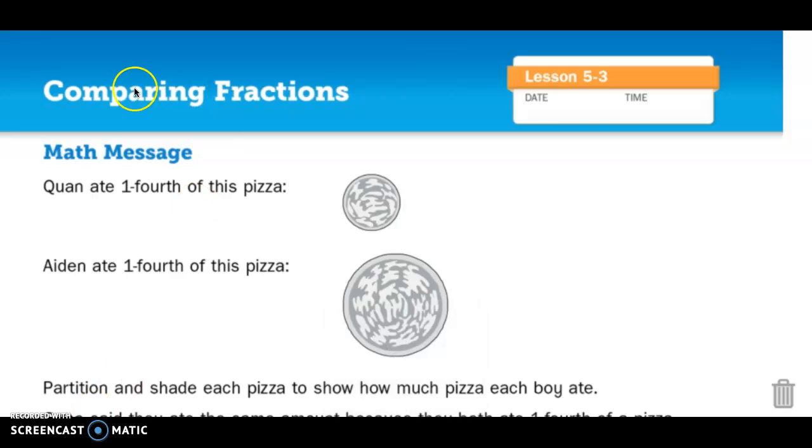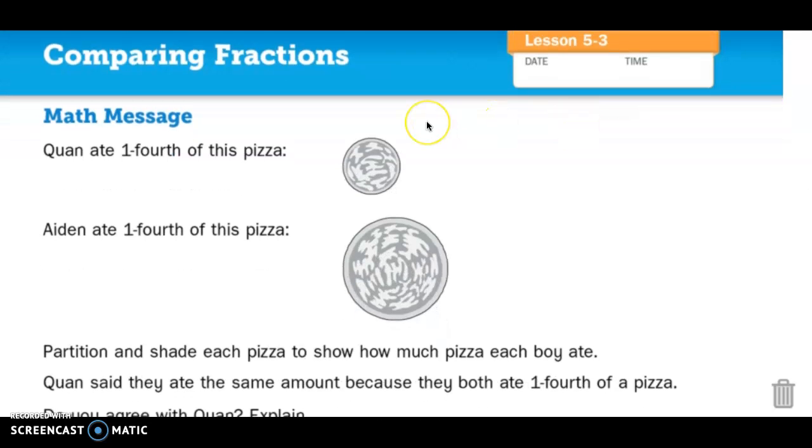All right, third graders, we are on lesson 5-3. Remember, you do not have a journal page, so you can watch this as I do it, and then you push add a response, that green plus button, and then you write on that, and then you send that to your teacher. So I'm going to go ahead and walk you through it now.